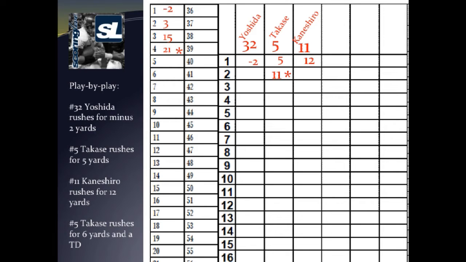So Takase's second rush was 11 yards? No, 6 yards. Takase rushes for 6 yards and a touchdown. So it's a cumulative total. 6 plus 5 is 11. Now, some people choose to do individual yards, but then you have to add that up. But always keep in mind, if you have your play-by-play, you can always double-check these numbers. The play-by-play really acts as your backup.